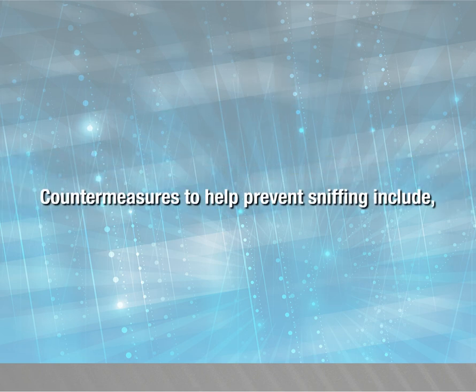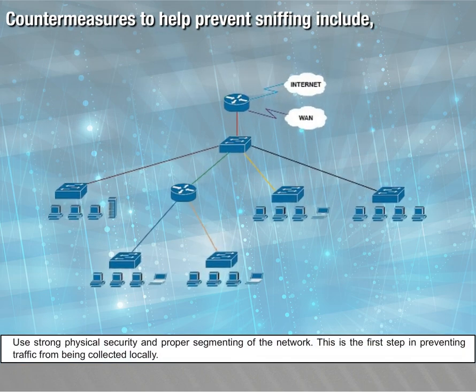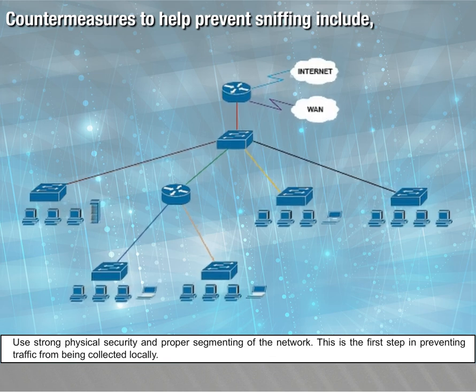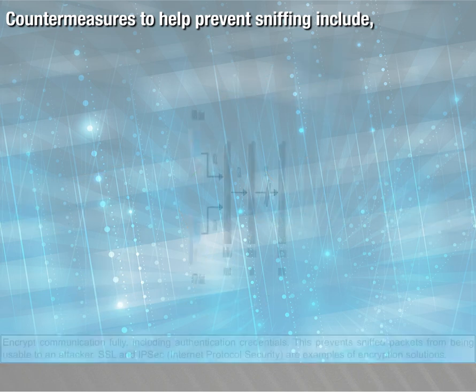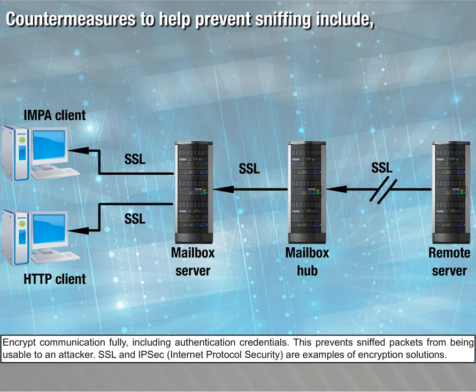Countermeasures to help prevent sniffing include: use strong physical security and proper segmenting of the network. This is the first step in preventing traffic from being collected locally. Encrypt communication fully, including authentication credentials. This prevents sniffed packets from being usable to an attacker. SSL and IPsec, that is Internet Protocol Security, are examples of encryption solutions.